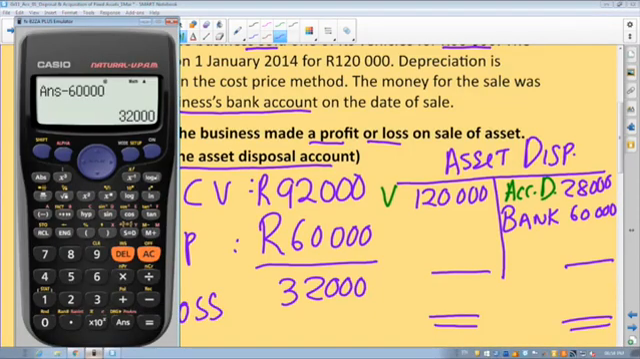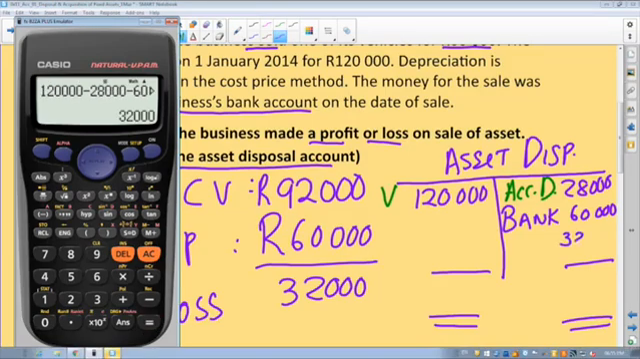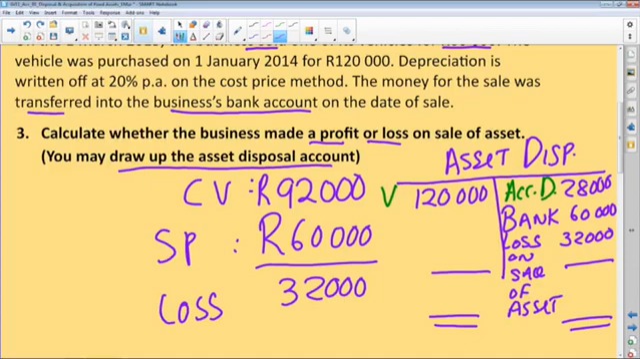So on the debit side, I've got 120,000, minus, on the credit side, I've got 28,000, minus another 60,000. So on the credit side, there should be an amount of 32,000. And remember, guys, this is my loss on sale of asset. Okay, and by recording the loss on sale of asset, remember the debit side will equal the credit side.